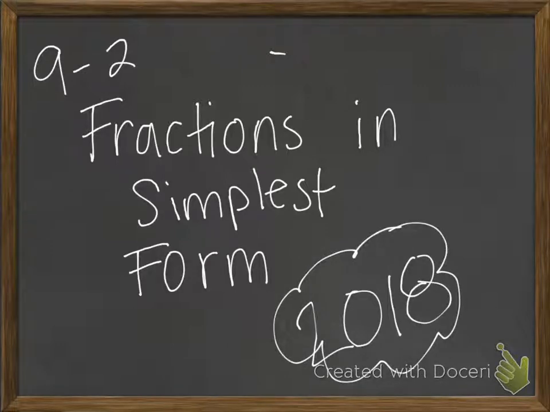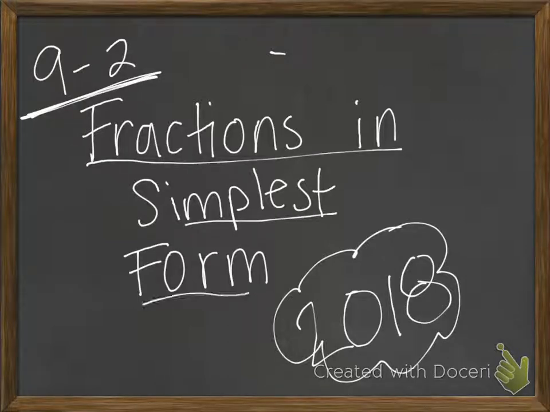All right, this is 9-2 fractions in simplest form. So remember, go ahead and at the top of your paper or your spiral, whatever you're working in, just write 9-2 and write the title, fractions in simplest form. Once you are done with that, you can unpause the video and go on.